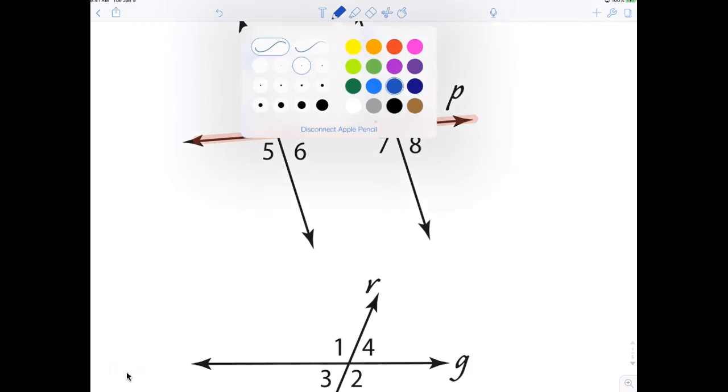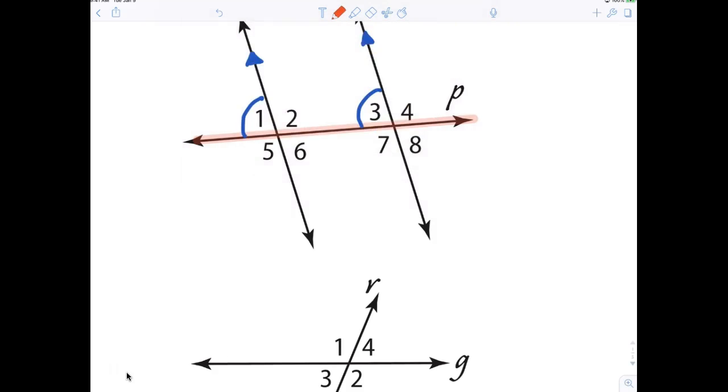I'm also going to show you another corresponding angle. 5 corresponds to 7. I'm also going to show you corresponding angles here. 2 corresponds with what angle? 4. All right, now you're remembering. And now 6 corresponds to what? Yes, 6 corresponds to 8.